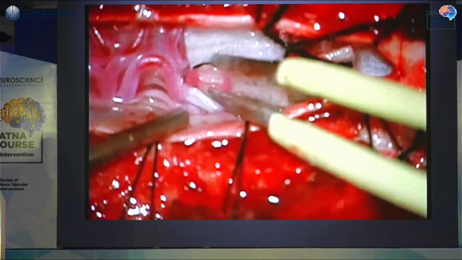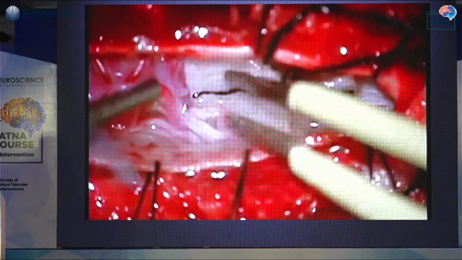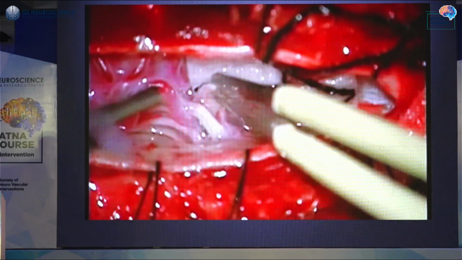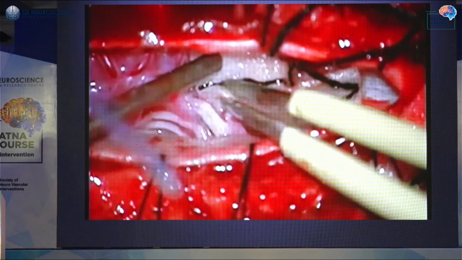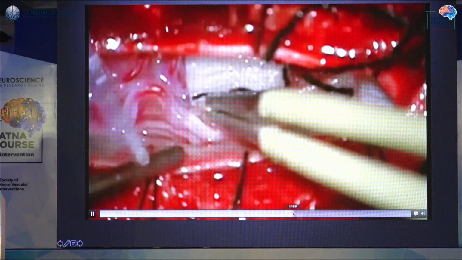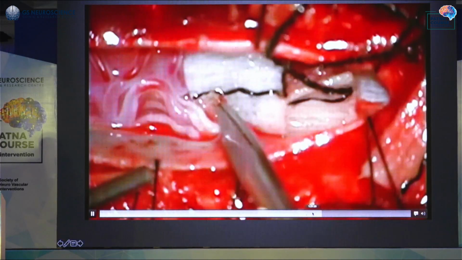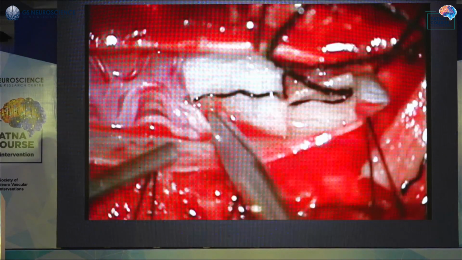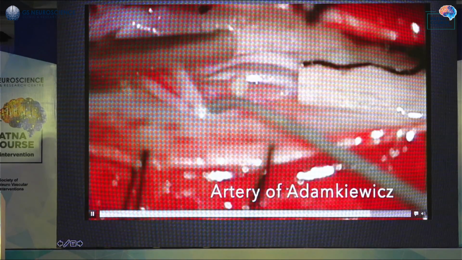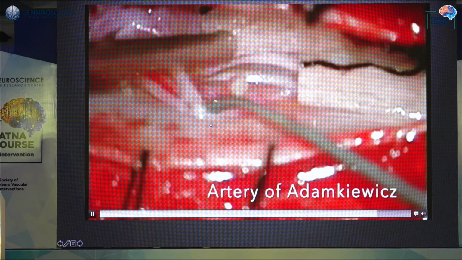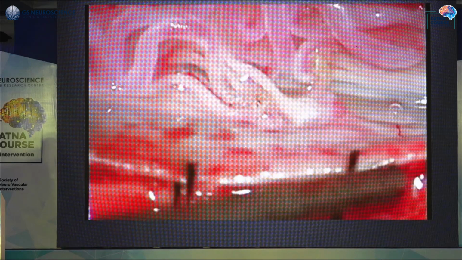And then the procedure is actually fairly simple: cauterize and cut. You don't need to go about cauterizing the entire dura. If you take down the vein, everything will get cleared up. And then you retract the whole thing, you see the artery of Adamkiewicz here at the depth, which is going anterior to the cord.